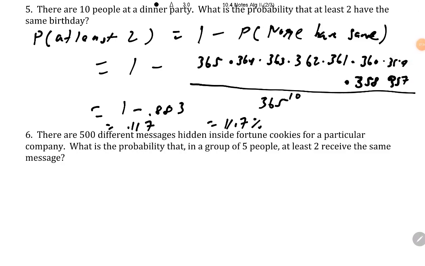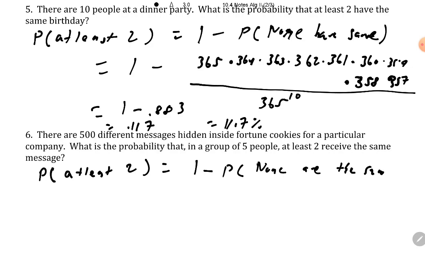There are 500 different messages hidden inside fortune cookies for a particular company. What is the probability that in a group of 5, at least 2 receive the same message? Okay, the probability of at least 2 getting the same message is equal to 1 minus the probability that none are the same. So 1 minus, okay, there's only 5 people, so the first person gets 500 choices, then the next person gets 499, then 498, then 497, and 496.